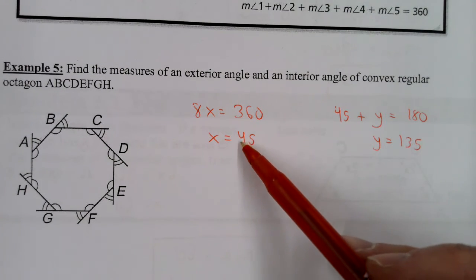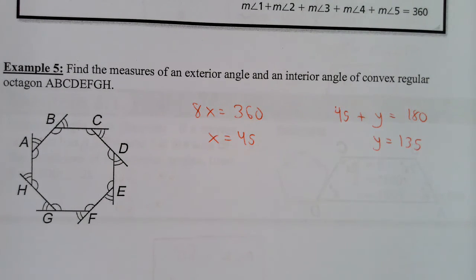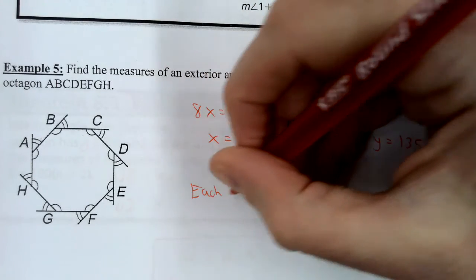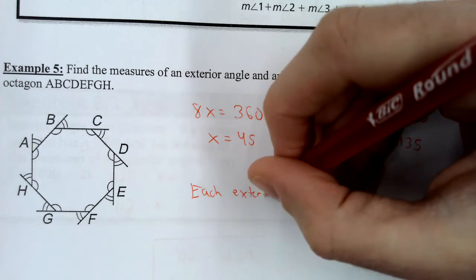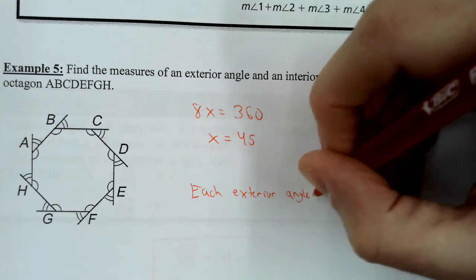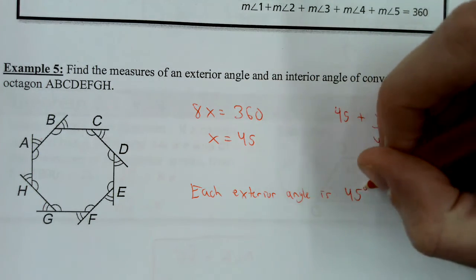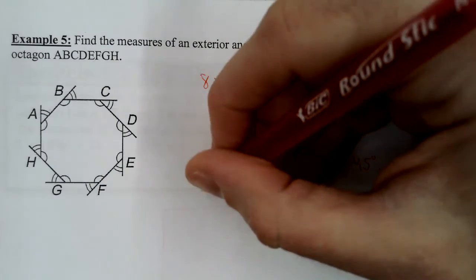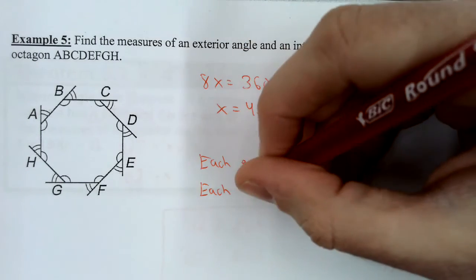So again, this was the exterior angle, and this is the interior angle. I'm going to say each exterior angle is 45 degrees. And I'll say each interior angle is 135 degrees.